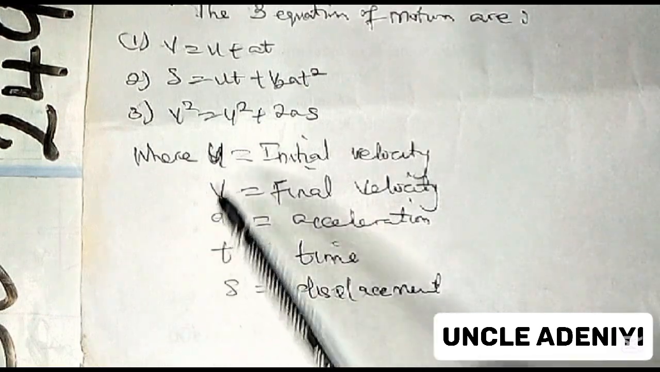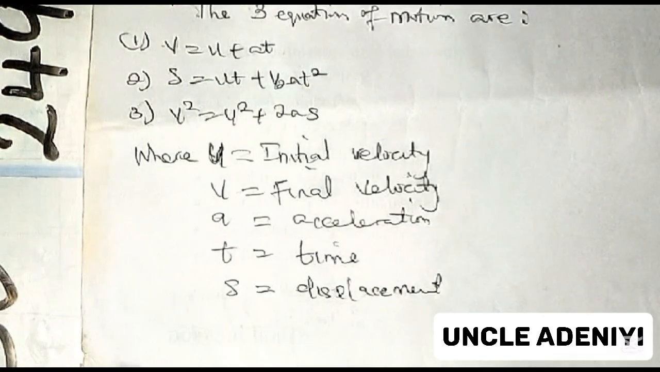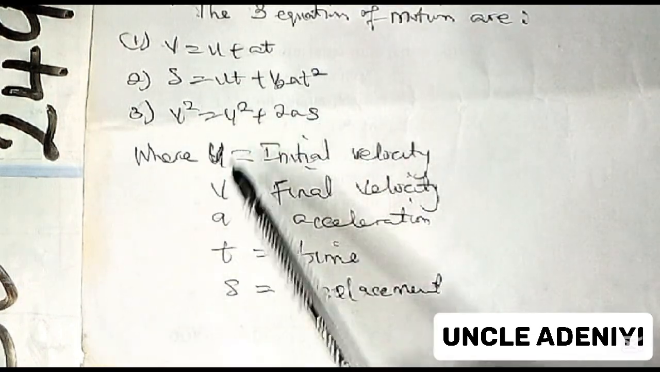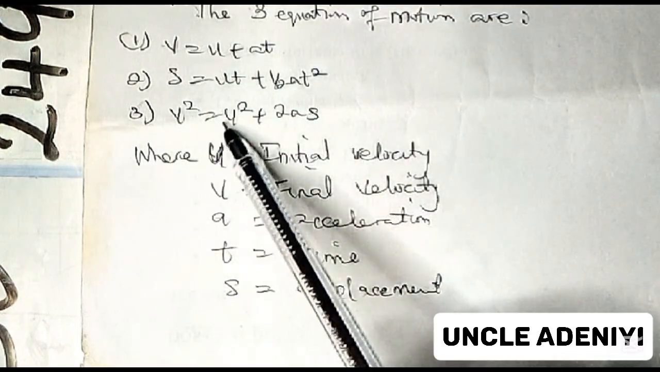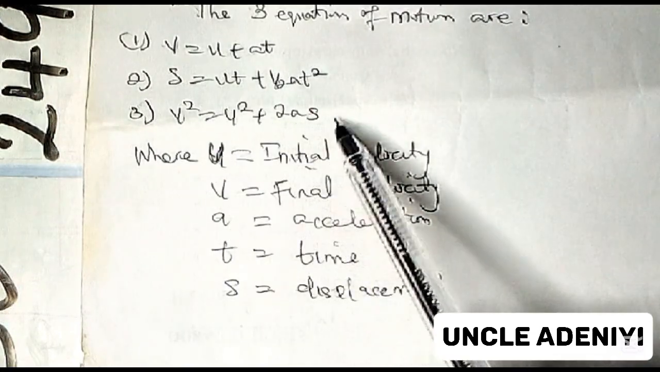The second formula is S equals UT plus half AT squared. Whereas the third formula is V squared equals U squared plus 2AS.